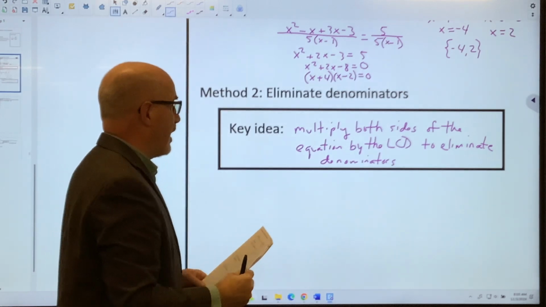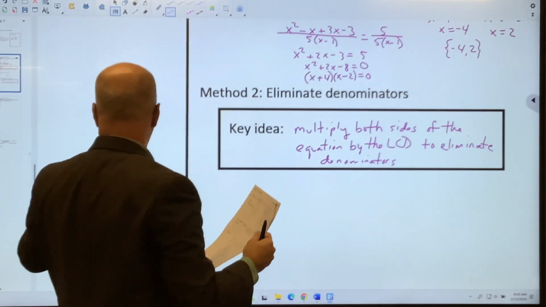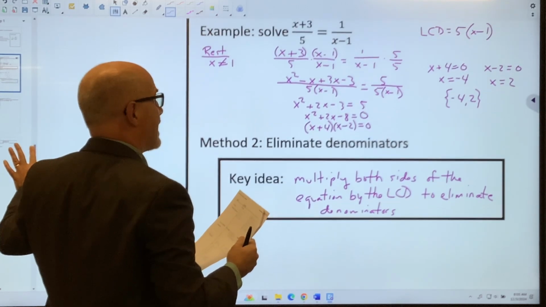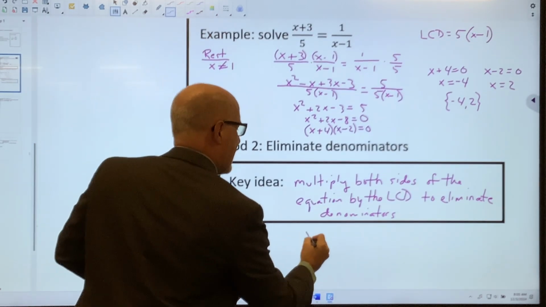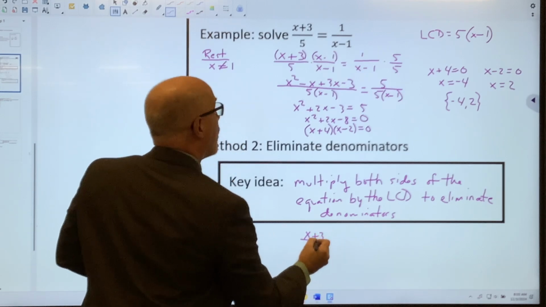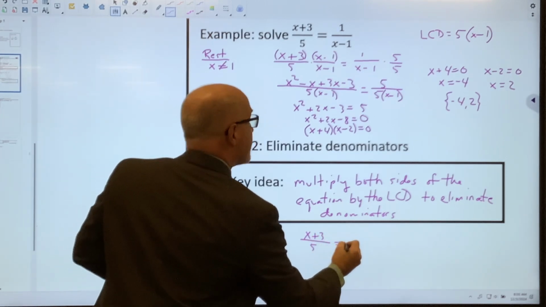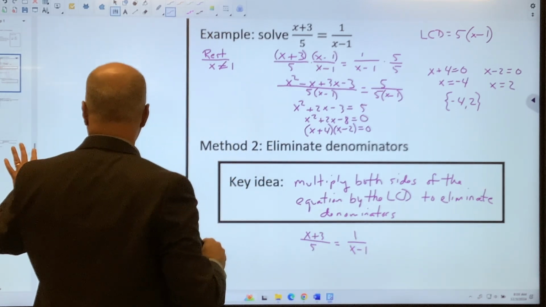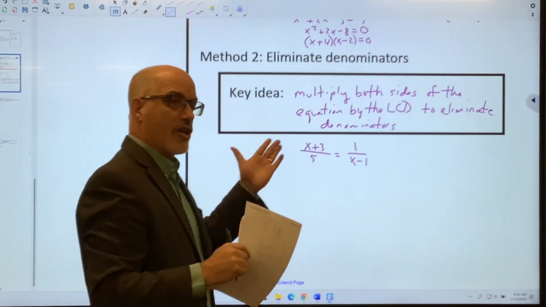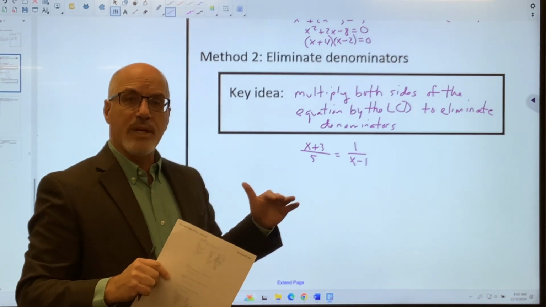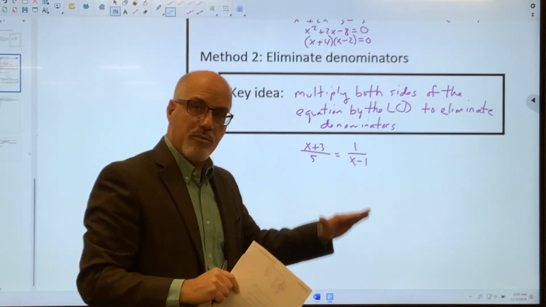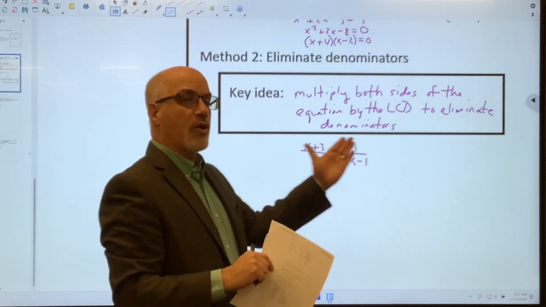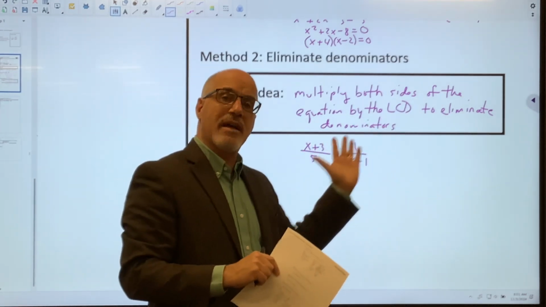All right, so for when we're doing this, let's look back at this equation. We're going to go ahead and solve it using this method. It's going to look similar in many of the steps. I'm going to take this equation, x plus 3 over 5 equal to 1 over x minus 1. Now this second method, the advantage it has, because it's an equation, when we were doing simplifying rational expressions, you had to multiply numerator and denominator by the same thing. But because it's an equation, we can multiply both sides by the same thing.